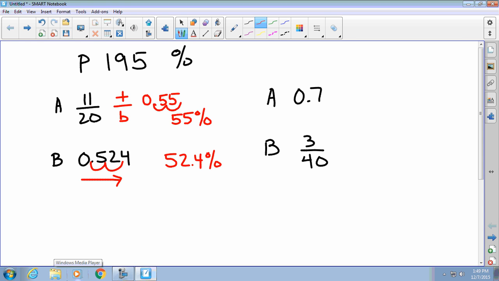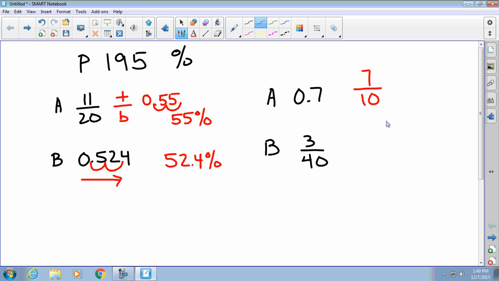On the very next page, on page 196, it says write 0.7 as a fraction and as a percent. If it's 0.7, we could write it as a fraction. That would just simply be 7/10, because we're dealing with 7/10, 7 over 10. That would be our fraction.